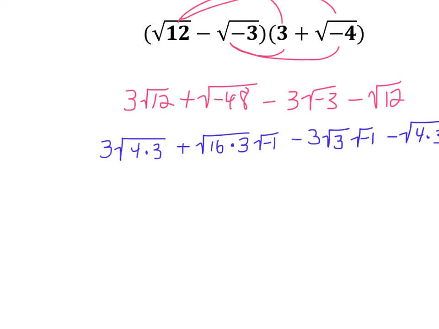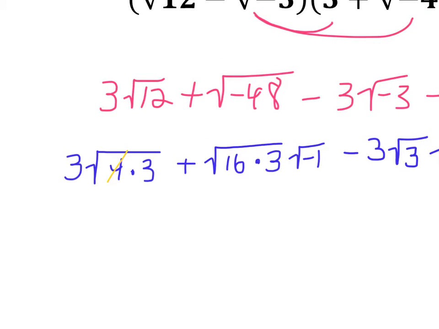So I have a 3 here. What is the square root of 4? 2. So these are both on the outside now, right? Multiply them. What's 3 times 2? So I have 6 root 3. I come over here. What's the square root of 16? 4. Do you guys have the square root of 3? No. What's the square root of negative 1? i. So this becomes plus 4i root 3.